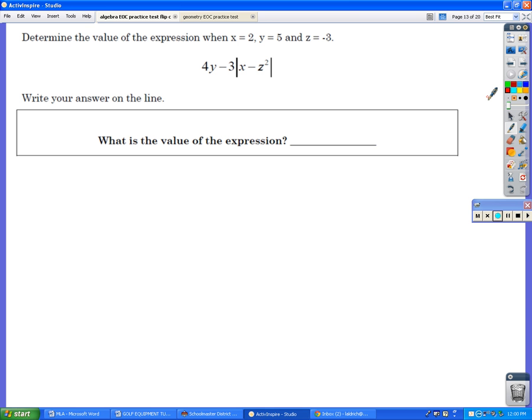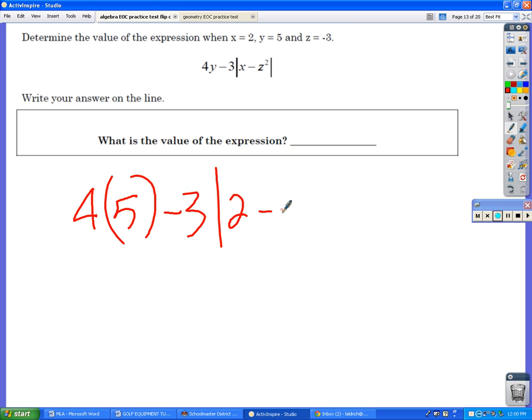Determine the value of the expression when x equals 2, y equals 5, and z equals -3. So you're just going to plug in the numbers. Instead of writing y, I'm going to write 5 minus 3 times the absolute value of what's x? 2, minus z squared. Now you need to be careful with this. Z is -3. What's z squared? Positive 9.